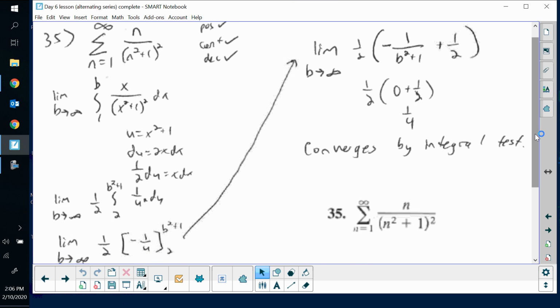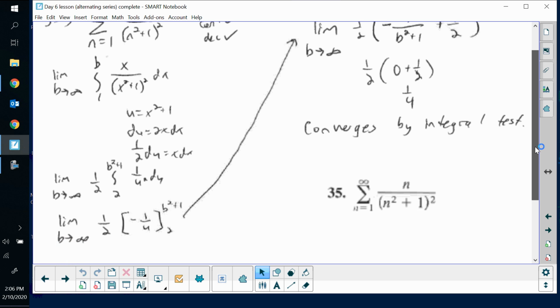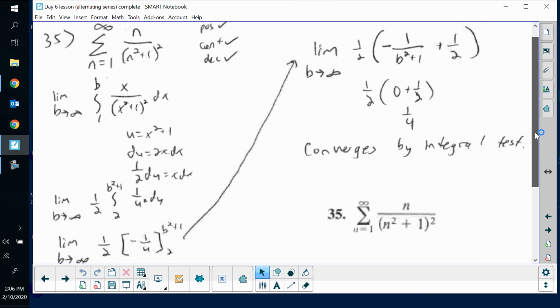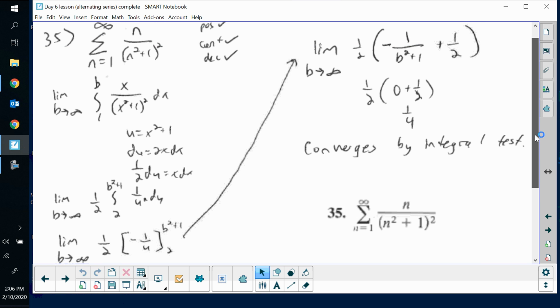I used the integral test. It was positive, continuous, and decreasing. When you do your integral, you can do a little u substitution on the inside of that denominator, correcting with a 1/2. To your antiderivative, I adjusted my bounds to 2 and b squared plus 1. Subbed back in. As b went to infinity, we ended up getting a 1/4, so it converged by the integral test. Remember, this does not mean the series converges to 1/4. Okay? In fact, it does not converge to 1/4. It only means that the series converges.